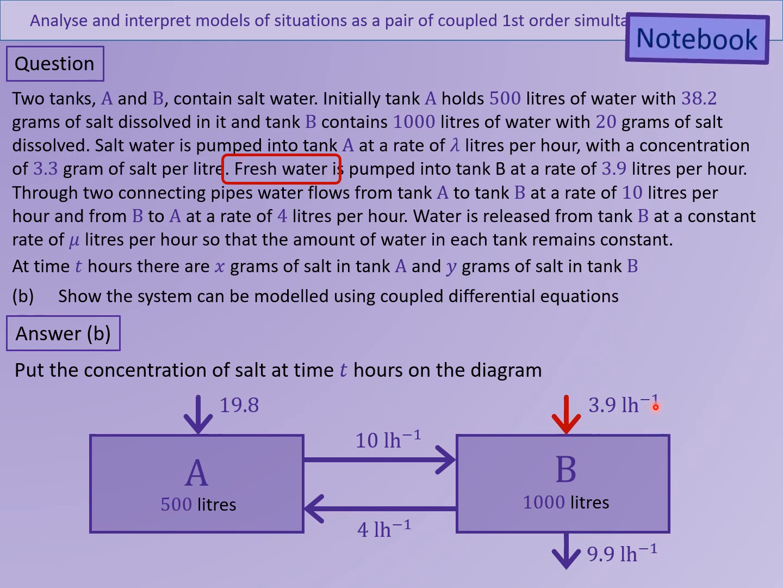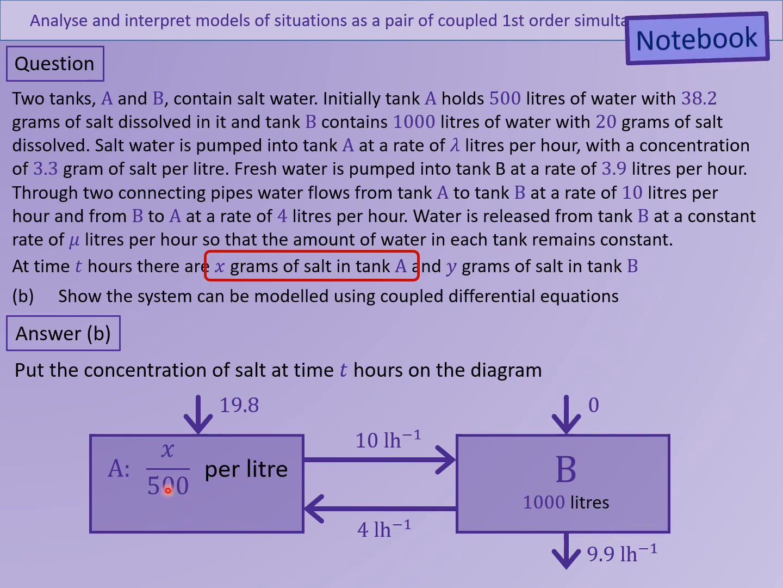Fresh water is pumped into B. So it doesn't matter that it's 3.9, its concentration is going to be 0. There's no salt in it at all. That's fresh water flowing in there. That's salt water flowing into that one. Right, what else? Well, once I know that, I know that there's x grams of salt in tank A.